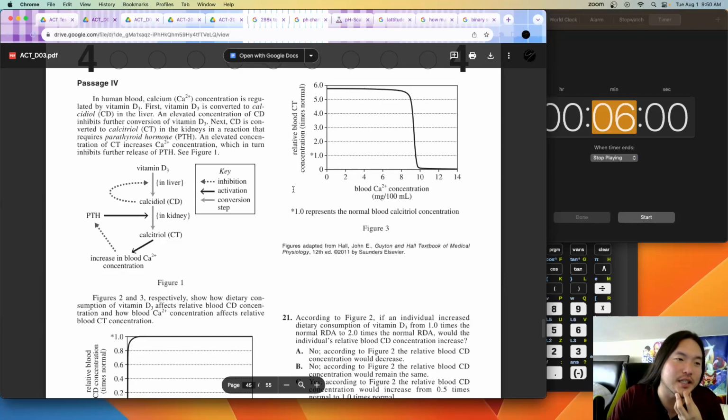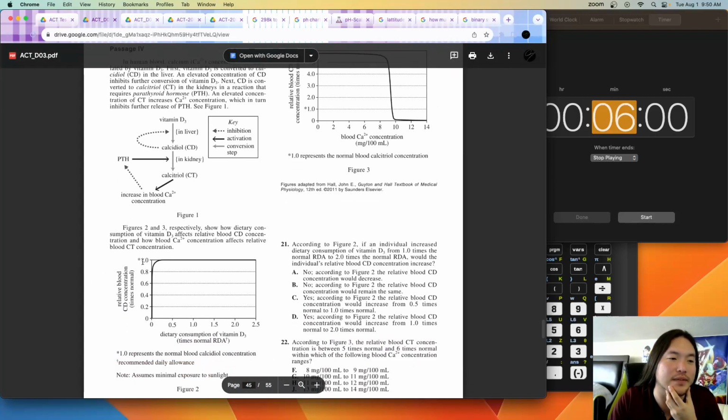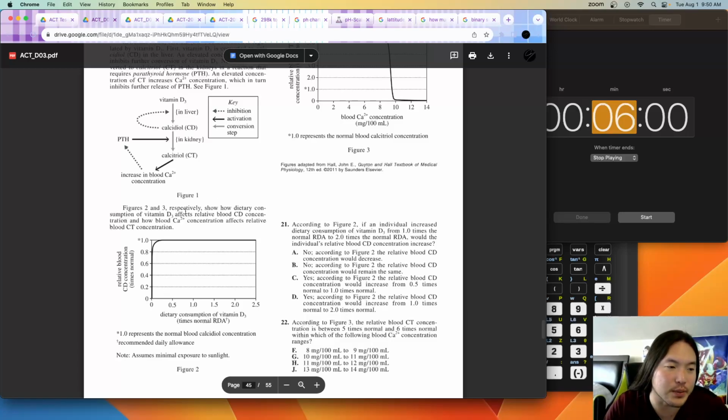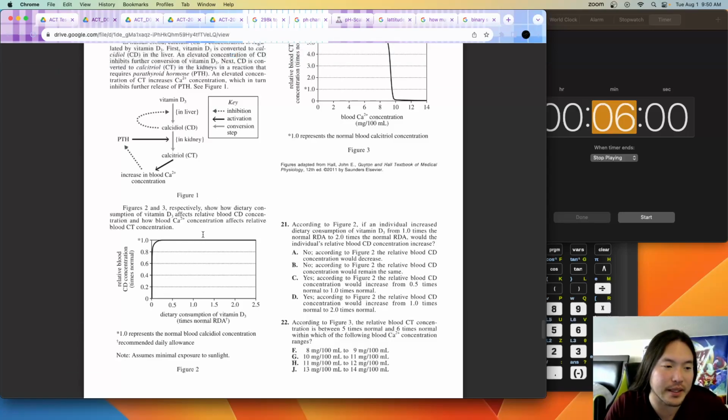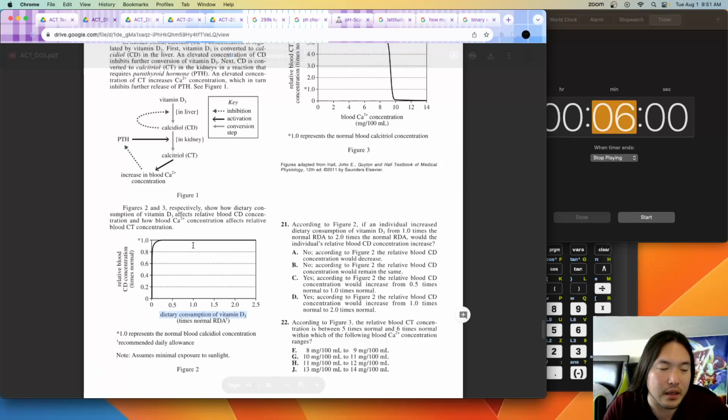Let's see. Can I help you guys on this one? This one is molecular biology. I can definitely help you here. This one's very confusing for most students. You guys have probably never seen a graph like this before, right? But here we have relative blood CD concentration and dietary consumption of vitamin D. Your body needs CD, and this is actually very common in biology.